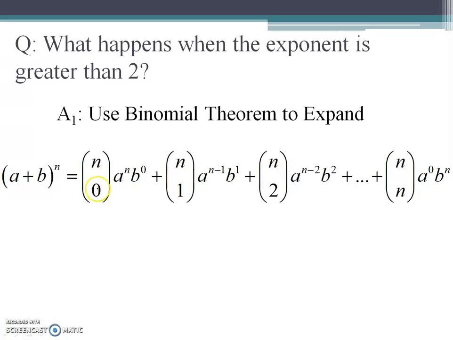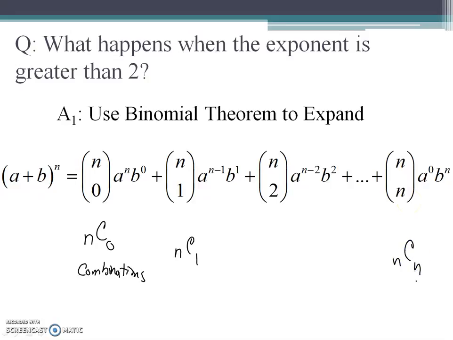This n over 0 thing stands for NC0, so it's a combination. We'll get into combinations as counting methods a little later in 9.6, and then used in probability in 9.7. But in your calculator, you'll just evaluate a combination. NC0, NC1, NC2, until you get up to NCn.